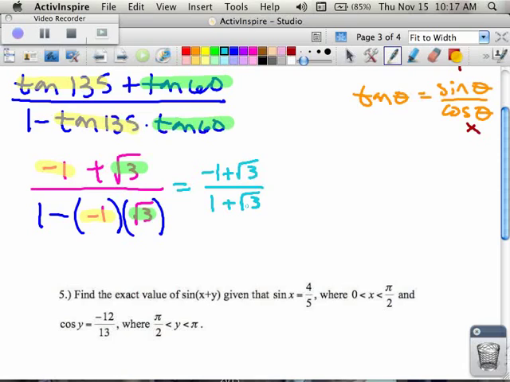In order to get rid of that stuff on the denominator, you have to multiply by the conjugate. I'm going to multiply the top and the bottom by the conjugate of the denominator, which is 1 minus radical 3.